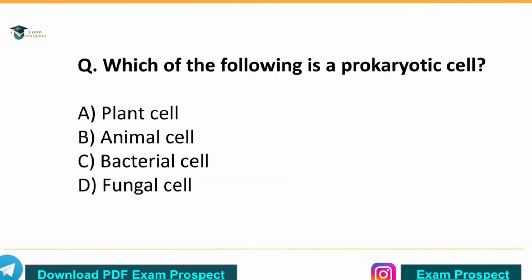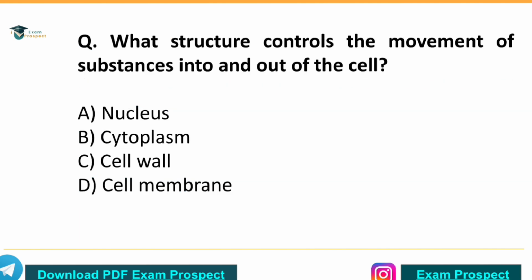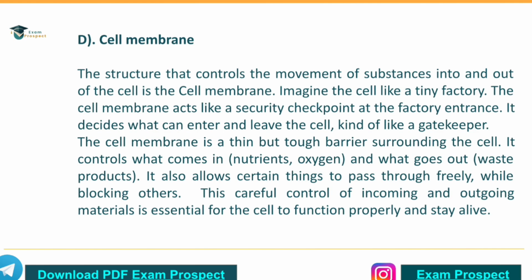Next question, which of the following is a prokaryotic cell? Correct answer is option C, bacterial cell. Next question, what structure controls the movement of substances into and out of the cell? Correct answer is option D, cell membrane.